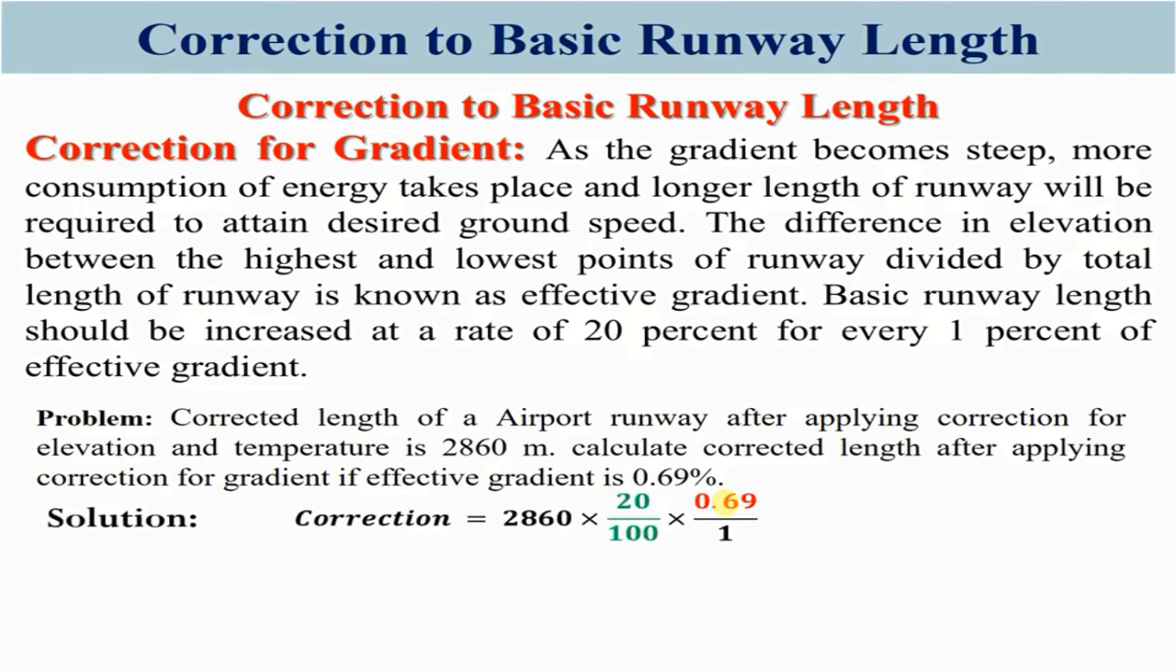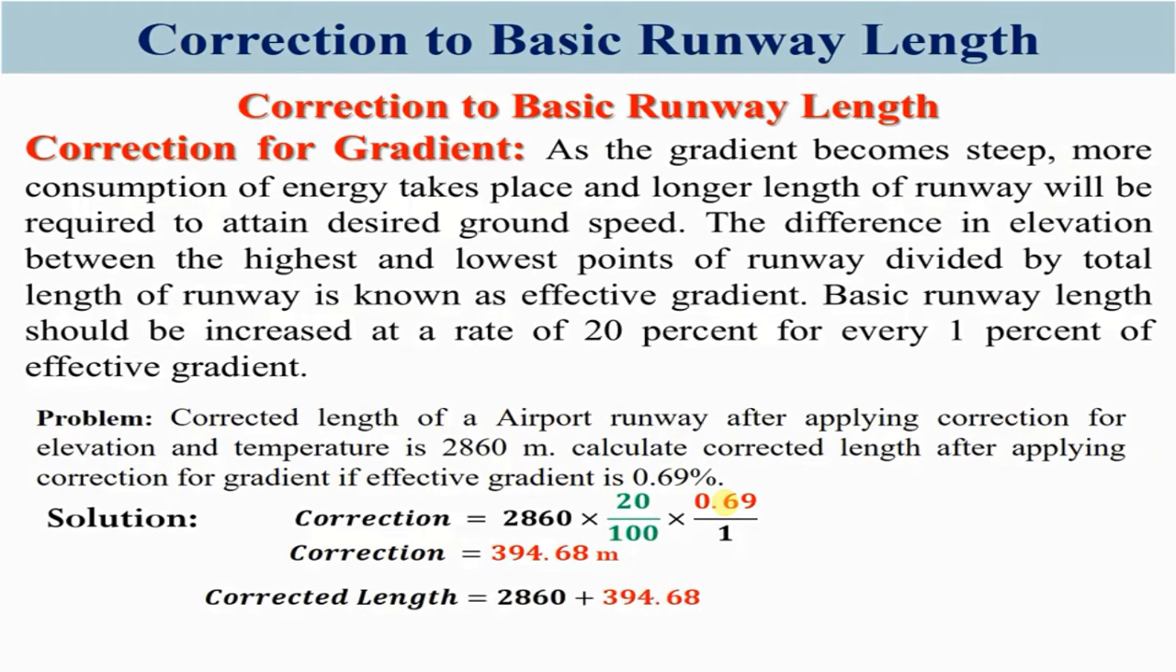So what we know over here, that we must increase our basic runway length by 20% for every 1% of effective gradient. So for 0.69%, how much should be the correction? Correction will always be applied to the basic runway length. Here my basic runway length after temperature and elevation correction is 2860. 20 divided by 100, at the rate of 20%, multiply by 0.69. So I'm getting a value around 394.68 meter. If I add this value to my basic runway length, which I got after elevation and temperature correction, I will get the corrected length after gradient correction, and it is coming around 3252.68 meter.